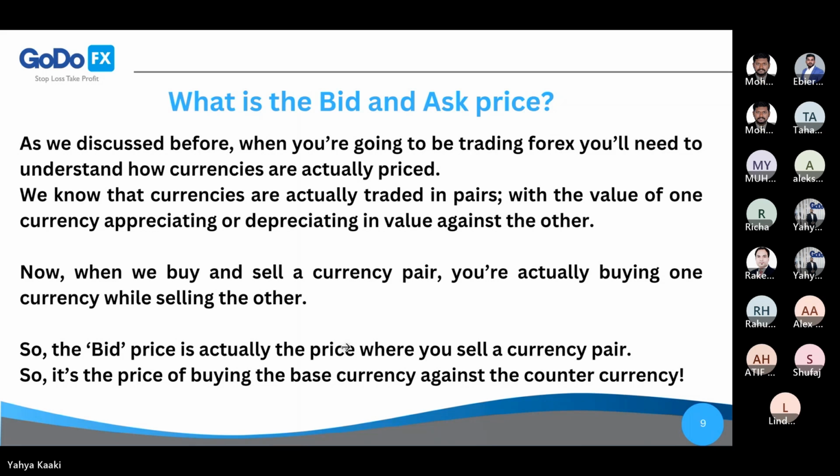So the bid price is actually the price where you sell a currency pair. So it's the price of buying the base currency against the counter currency. This is the difference between bid and ask. We'll get back to it.